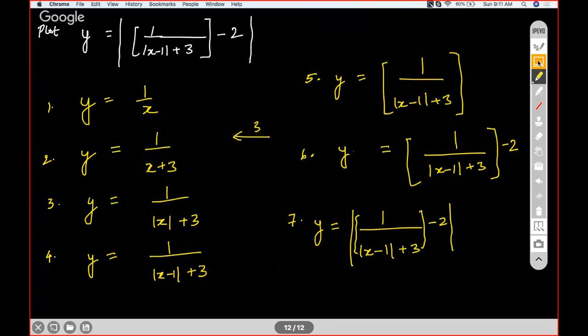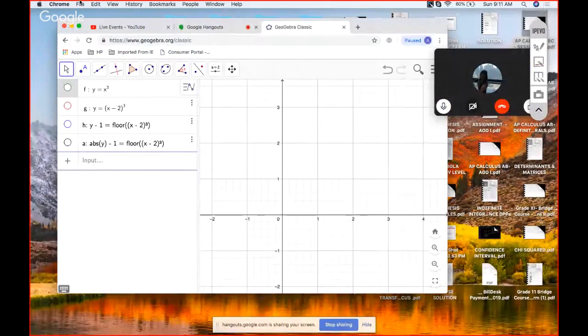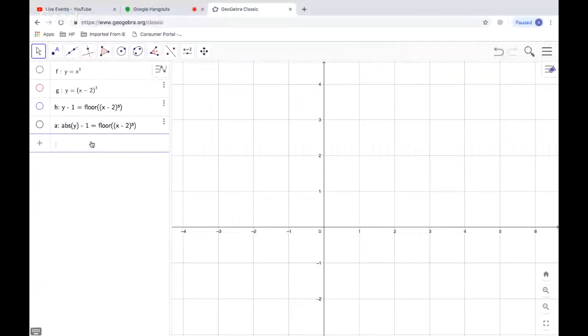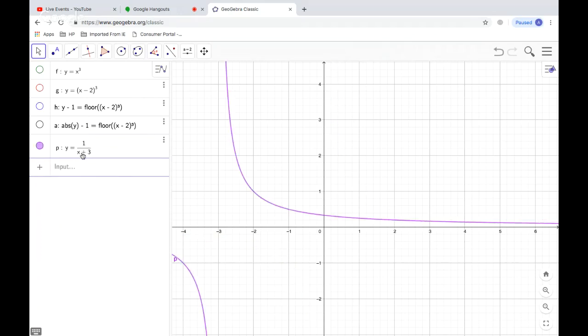So let's try it out on GeoGebra first. I will just plot it on GeoGebra. First step, just follow the changes that happen to the graph. So y is equal to 1 upon x. Then y is equal to 1 upon x plus 3. Shifted 3 units to the left.